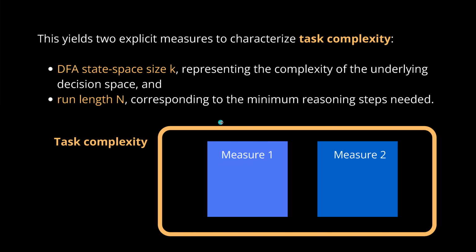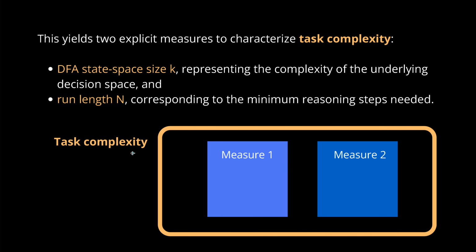Now, if we have identified the run length as one characteristic for the task complexity, the other one is the DFA state space size. And now you know why I started this video with a Möbius strip and a Klein bottle and a little ant or a little spider going on this two-dimensional manifold. This is exactly why.